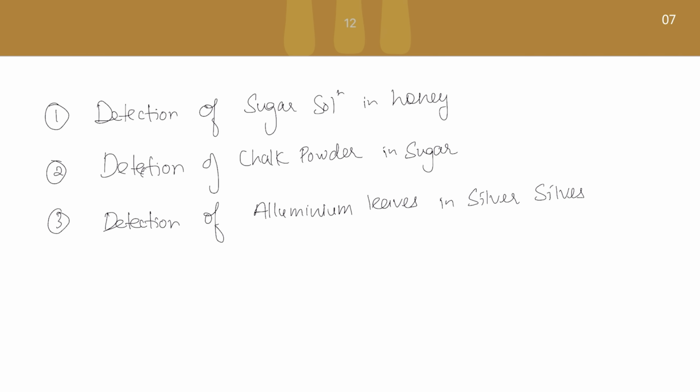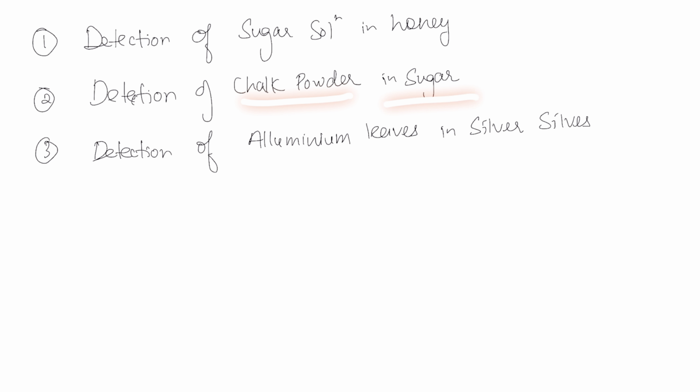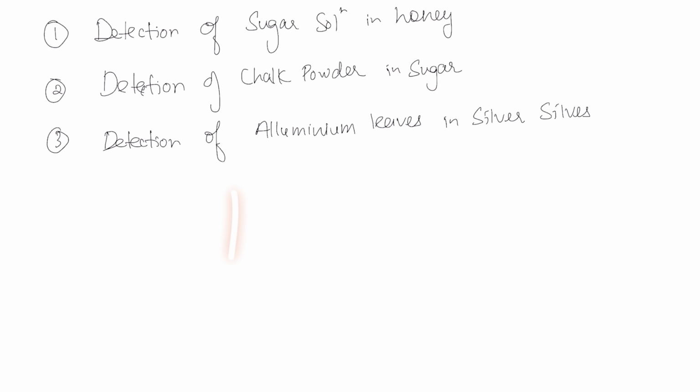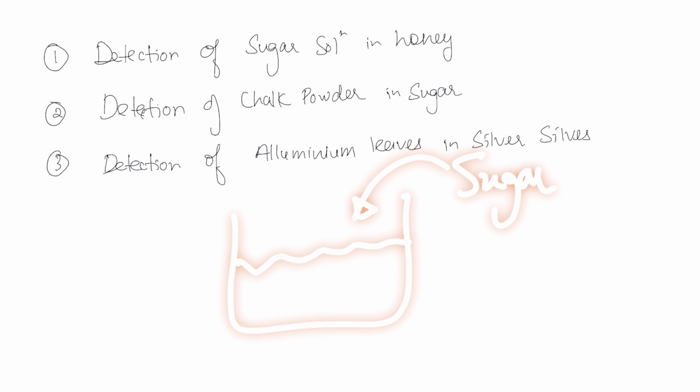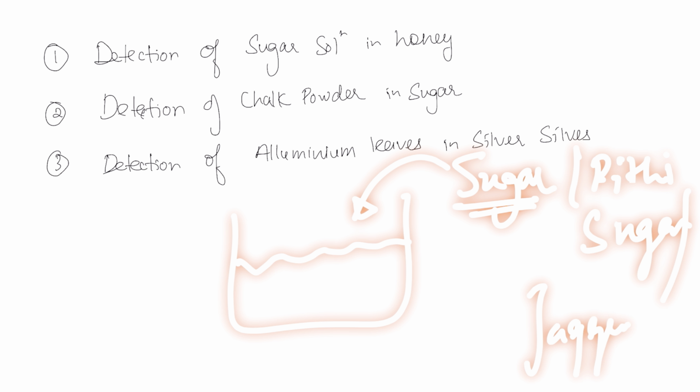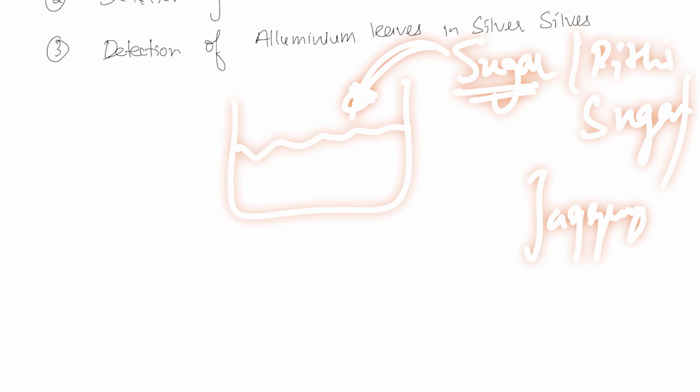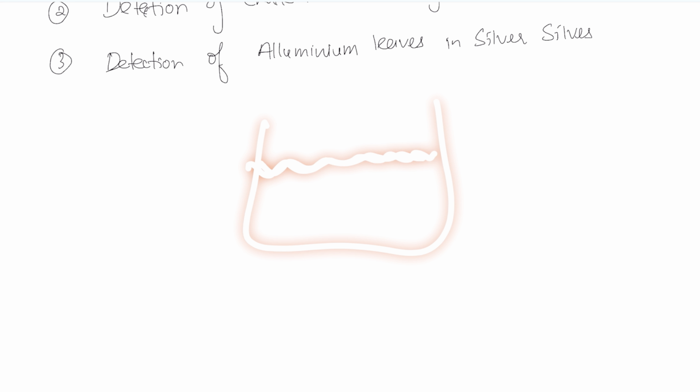So next test is the detection of chalk powder in sugar. So in this test also we will take a glass of water and we will add that sugar into it, or the pitti sakar or the jaggery, pitti sugar, which is actually the powdered form. And if the sugar or the pitti sugar or the jaggery, so normally the jaggery or the sugar will dissolve in it, but still after dissolving you will see some particles at the bottom, which means that this is adulterated one. I will show you the picture.